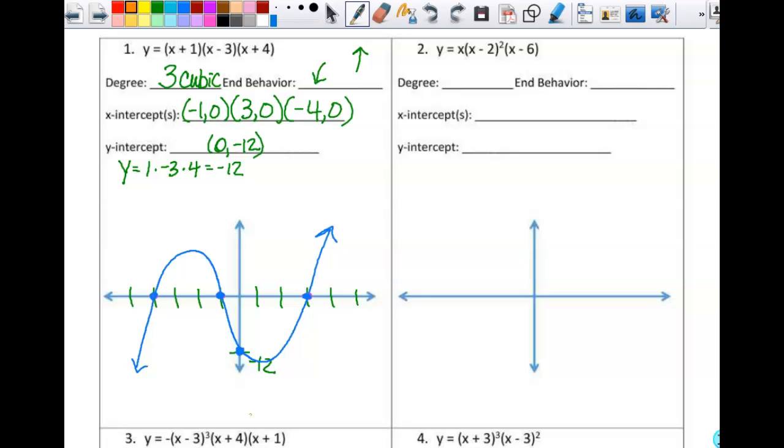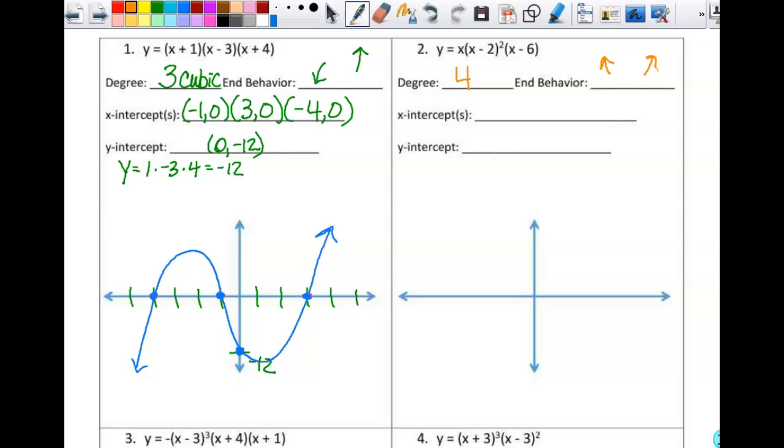What questions you got? All right, so let's look at number 2. I've got how many factors here? For really 3, and this is a double one, but you can kind of talk about it either way. So what is the degree here? 4, because I would get x to the 4th. So this is 4th, it's quartic, but the number's good enough here. It's even, so the ends are the same. It's either up, up, or down, down. What is it? Up, up.